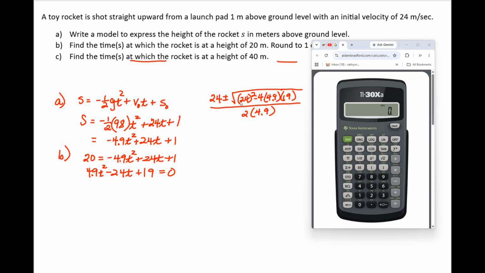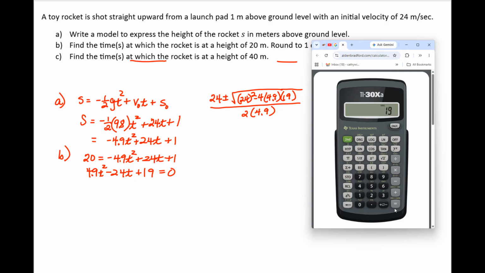The first thing you would want to do is punch in all this stuff that's inside the radical. So you would hit 24 and then you would square it, hit the x squared key. And now you're going to subtract 4 times 4.9 times 19. You can punch that right in. So you hit subtract, and then you hit 4 times 4.9 times 19. You're allowed to do that without any parentheses or anything because your calculator knows that multiplication comes before subtraction.